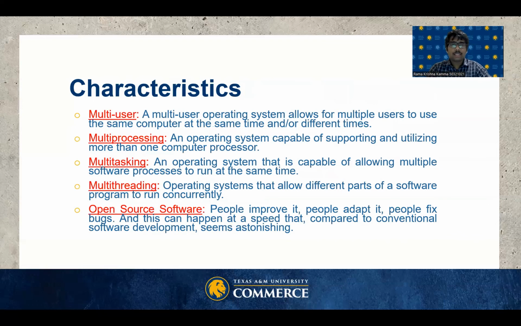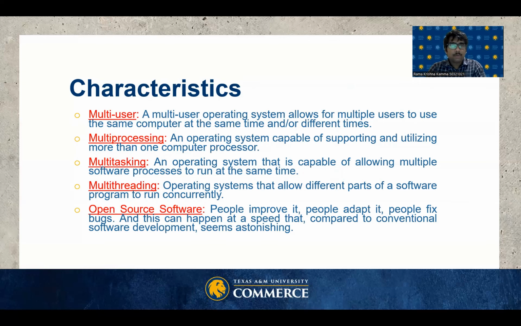Coming to the characteristics, Android is a multi-user operating system. A multi-user operating system allows multiple users to use the same computer system at the same time or at different times. Suppose we are using one Android device for more than one person: one person can connect an external cable with a mouse through the USB port, while another uses touch. That is possible with a multi-user operating system.